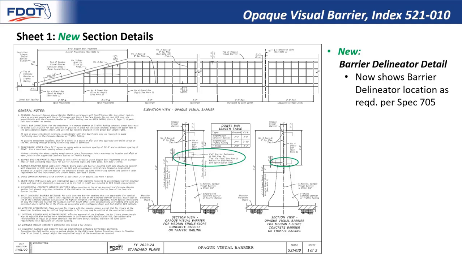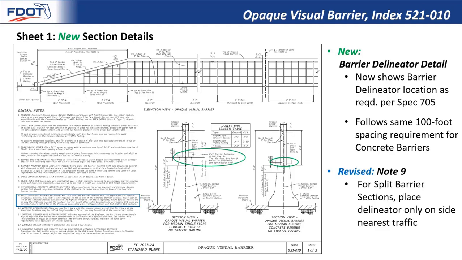But when the opaque visual barrier is there, that obviously is not possible because it occupies the same space. For this case, you can see that there will be one barrier delineator on either side of the opaque visual barrier that use a side mount as shown. Per specification 705 and this callout, you can see that the spacing is 100 foot max for these barrier delineators. This follows the same 100 foot spacing requirements for concrete barriers as referenced from 521001.